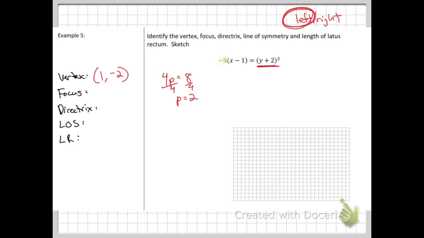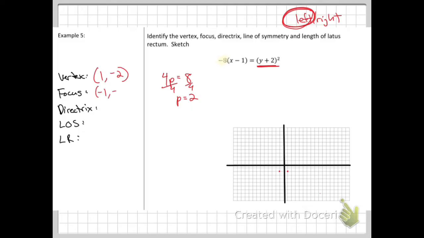So 1, negative 2. I've got plenty of space on my graph paper. Okay, so 1, negative 2 is the vertex. We know this is opening left. We made that decision earlier, right? So left is the way it's opening, which means the focus needs to be inside the parabola. So the focus needs to be left. It needs to be 2 to the left of my point. So 1, 2. That puts it at negative 1, negative 2.